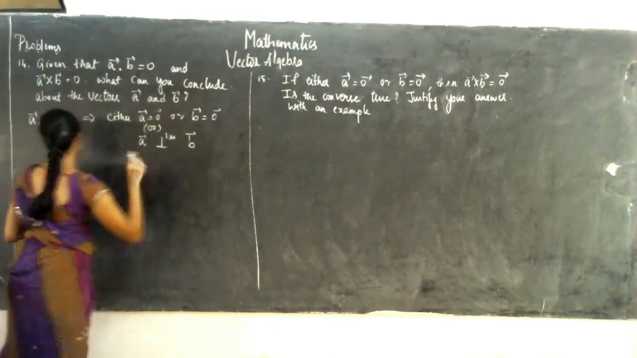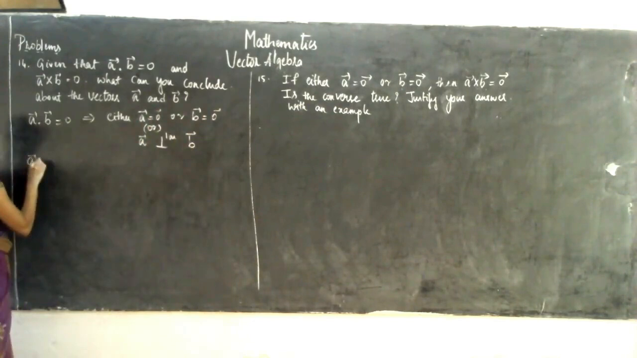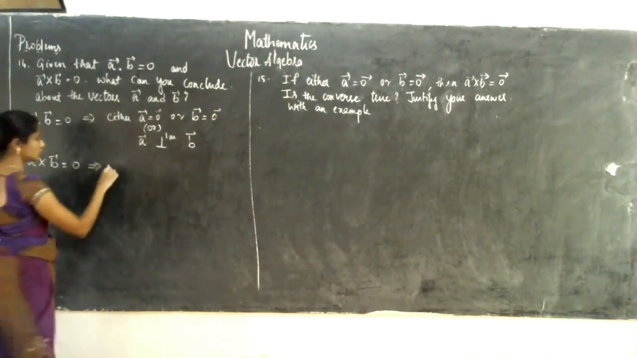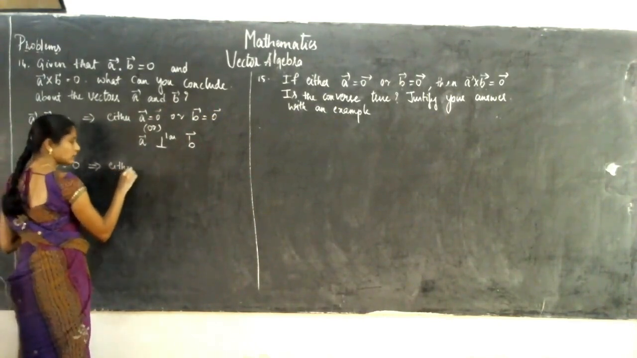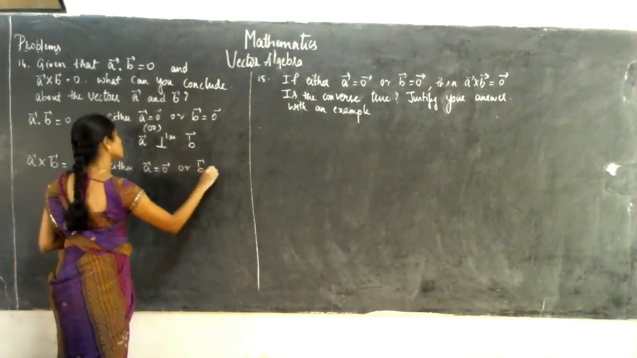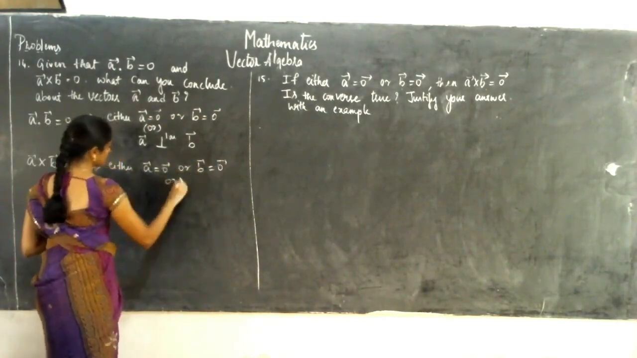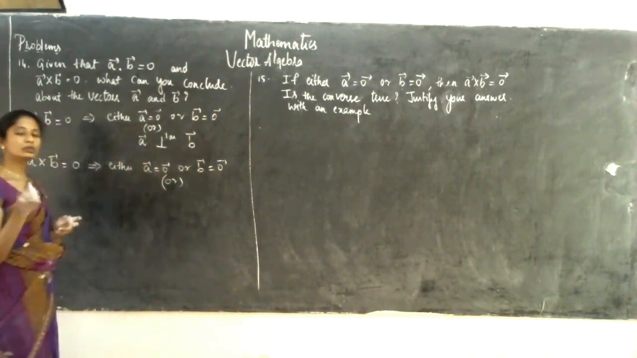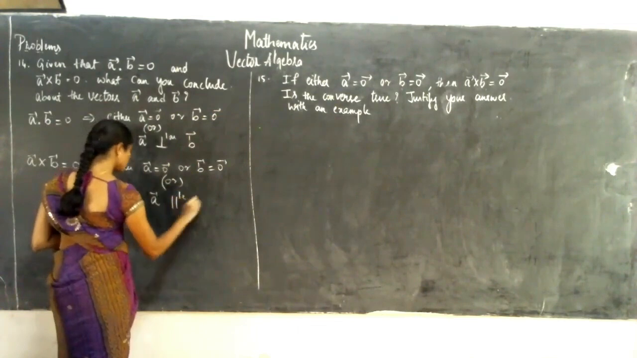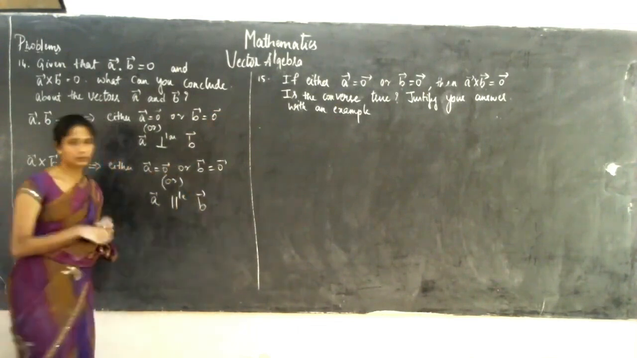After this, there is also the condition that vector A cross vector B is 0. Here also we have seen two cases, where the first case is either one of the vectors should be a 0 vector, or what is the other condition? The two vectors should be parallel. That is, vector A should be parallel to vector B.